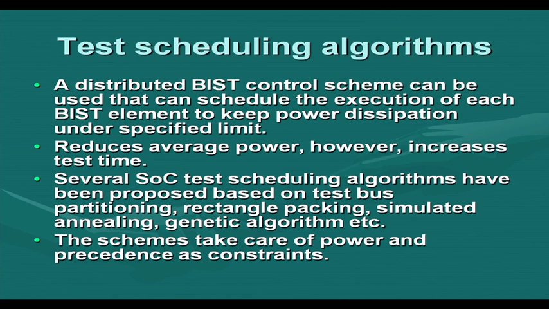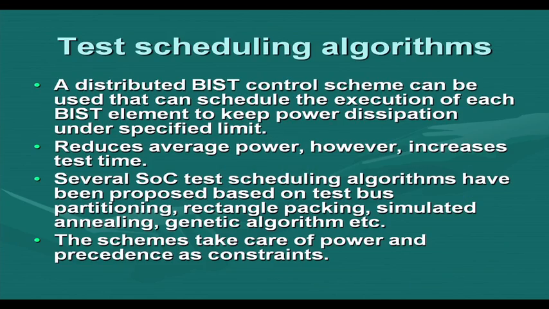Another possibility of power reduction is via the test scheduling algorithms. So, we can use a distributed BIST control scheme, which will schedule the activation of each BIST element to keep power dissipation under some specified limits. If we have several circuit modules that are BISTed, I can have a BIST control mechanism by which we do not enable all these BISTs simultaneously. They are done in some proper sequence, and as a result it will reduce average power, because all of them are not tested simultaneously, but test time will increase.